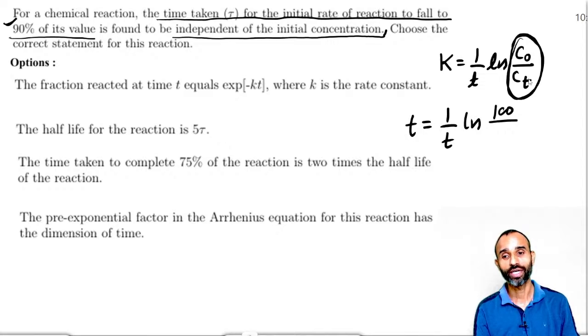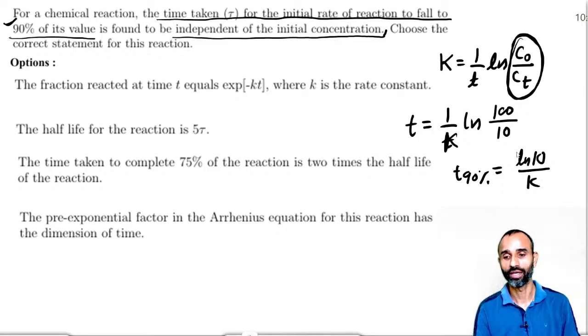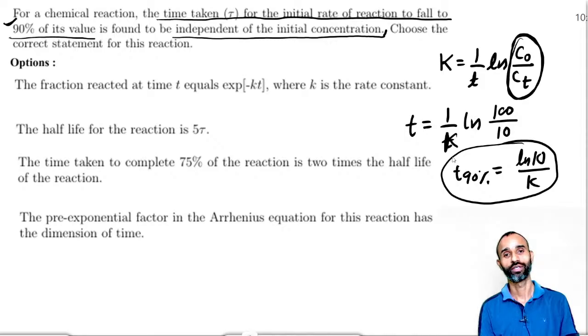100 divided by 90% complete is 10. That means the time for 90% completion comes out to be natural log of 10 by K. It is independent of initial concentration. It is a first order reaction.